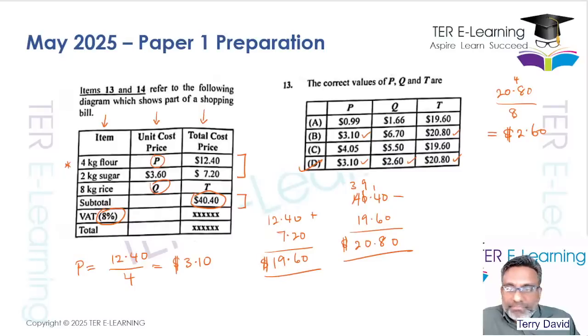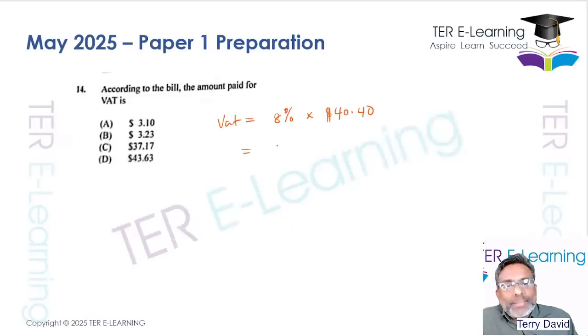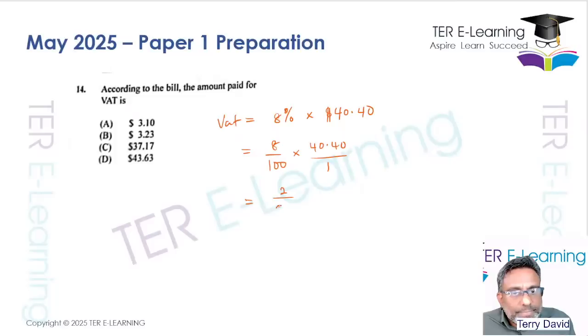It's 40, yeah. All right, so 8% is the same as 8 over 100 multiplied by $40.40. So in this case here, let's do some reduction. 4 can go into 8 2 times, and 4 can go into 100, that's 25, right? Multiplied by $40.40, right?